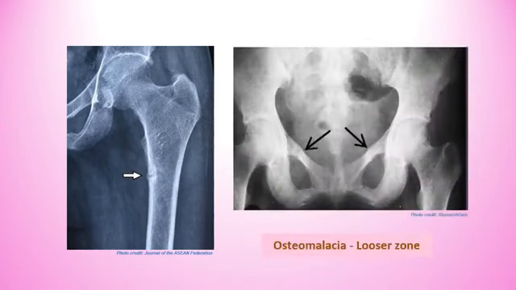In this slide we see the X-ray showing the lizard zone of osteomalacia, the upper medial aspect of the femur, cortical region, arrow showing the lizard zone. In another X-ray, arrow showing the lizard zone in the iliopubic junction bilaterally. So osteomalacia, lizard zones are showing in these two X-rays.